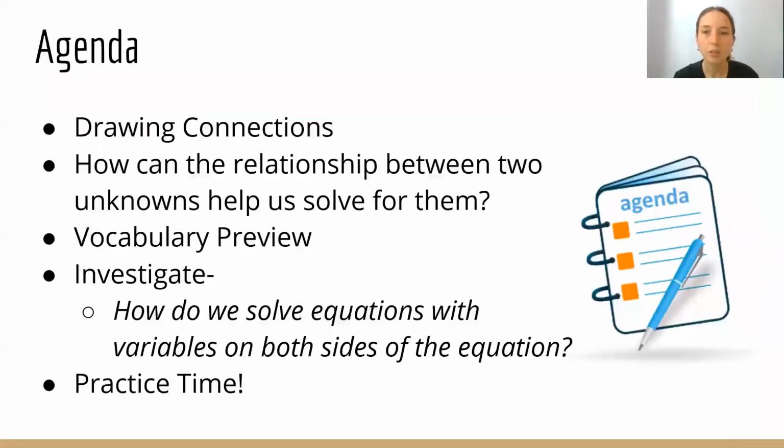All right, let's preview our agenda for today. So far, we've talked already about how this lesson connects to our earlier lessons, and we've answered this question about how can the relationship between two unknowns help us solve for them with that paint example. Next up, we're going to jump into a vocabulary preview. Then we're going to investigate our driving question. How do we solve equations with variables on both sides of the equation? And lastly, we're going to get some time to practice. So let's jump into that vocabulary preview.